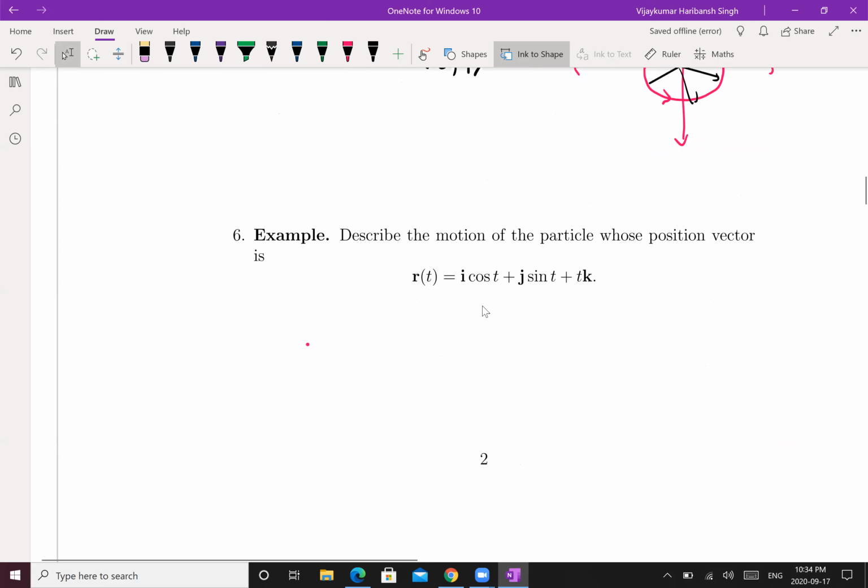Anyway, let's look at another example. Describe the motion of a particle whose position vector r of t is i cos t plus j sin t plus t k. First of all, to understand this, let's find the parametric equations for this.